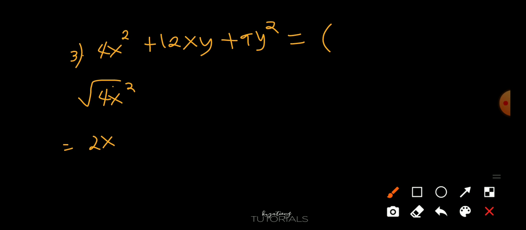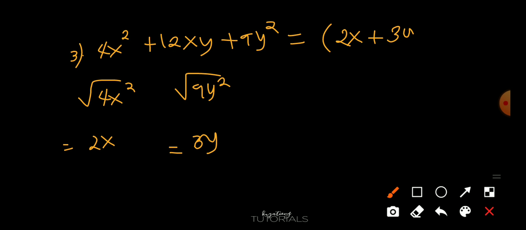What number multiplied by itself gives 4, and what number multiplied by itself gives x squared? So 2x. Okay. So write 2x here. Then next is plus. Then the square root of 9y squared. So the square root of 9y squared is 3y, right? Okay, so 3y. Then squared. Then this is the final answer.